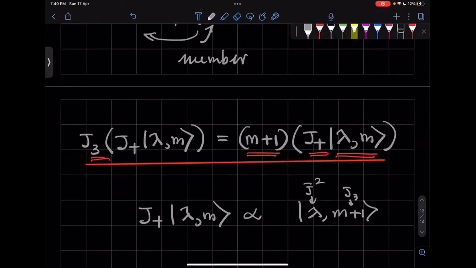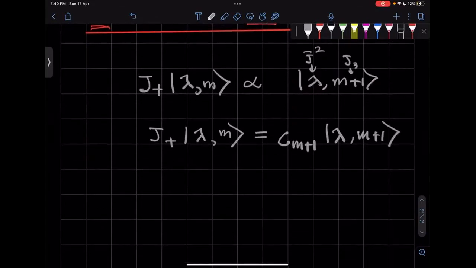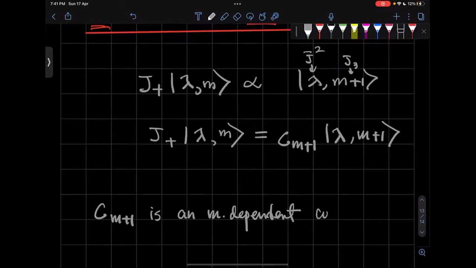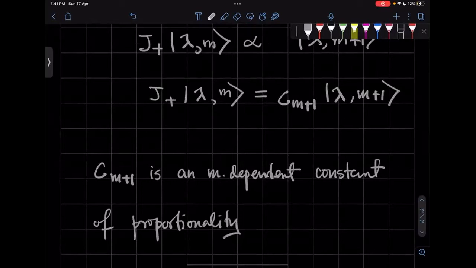So we actually will need the constant of proportionality here. That's going to play a very important role, we shall see. So let's give it a name. Let's call it C m plus 1, times lambda m plus 1, where C m plus 1 is an m dependent non-normalization constant of proportionality. And we shall see it actually depends on lambda as well, but that's not what we're worried about right now.